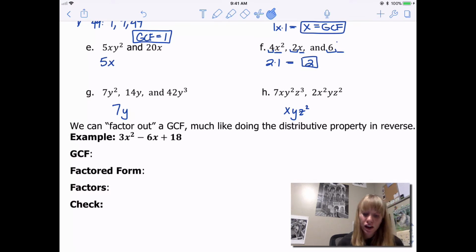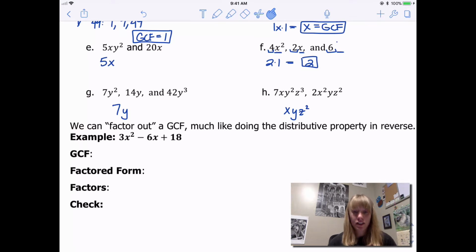For G, 7 is a factor of 7, 7 is a factor of 14, 7 is a factor of 42, so I can say that that's a common factor. And then as far as my y goes, all 3 of these terms have at least one y. So the first has 2 of them, the second has 1 of them, and the third has 3 of them. But they all at least have 1, so we call that our GCF. It's the greatest number that's in all of them.